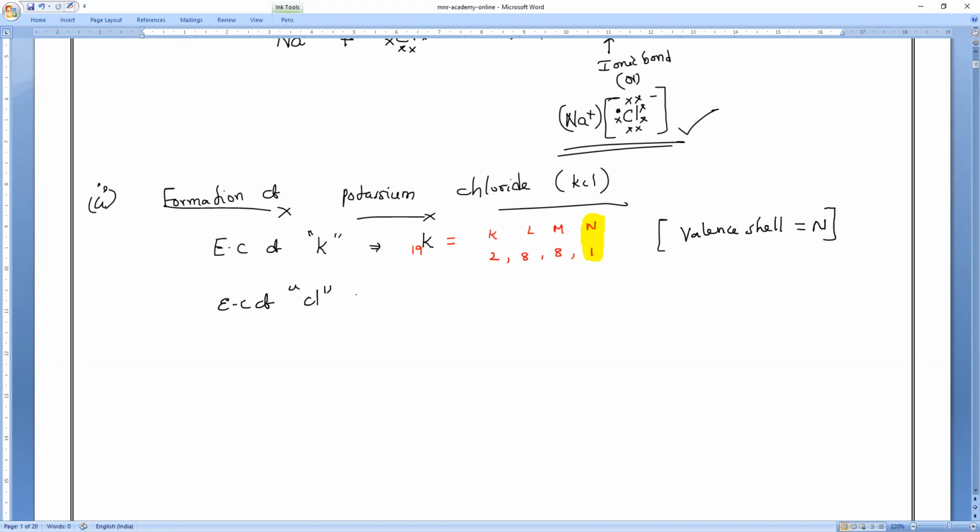Next, chlorine. Electronic configuration of chlorine. Atomic number 17. So 2, 8, 7. So K, L, M. Again the same thing: how many electrons does it require to become stable? It needs to gain 1 electron. So here, what is the valence shell? M shell. Okay, that's all.